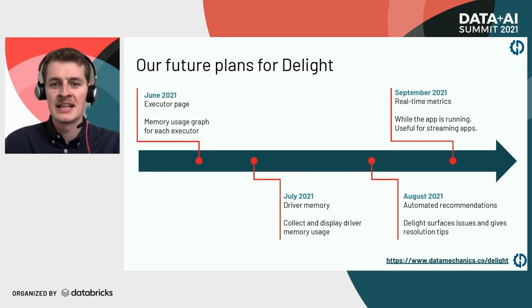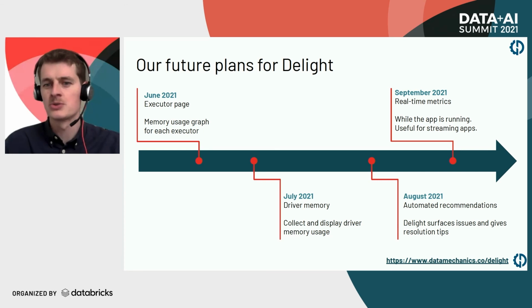First, we'd like to double down on memory metrics. This is a common pain point for Spark users, and we'd like to offer a graph of memory usage over time for every executor. With this graph, it will be possible to visually find Spark stages that cause memory usage to go up. Then, we'd like to provide similar metrics about the memory usage in the driver.